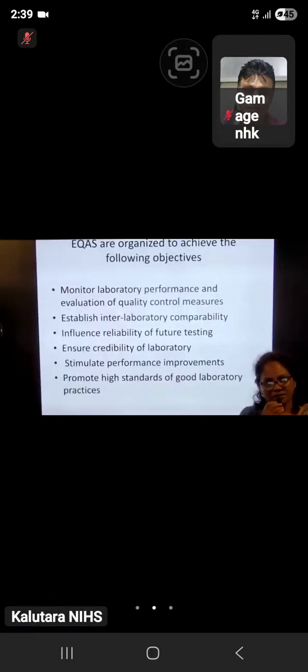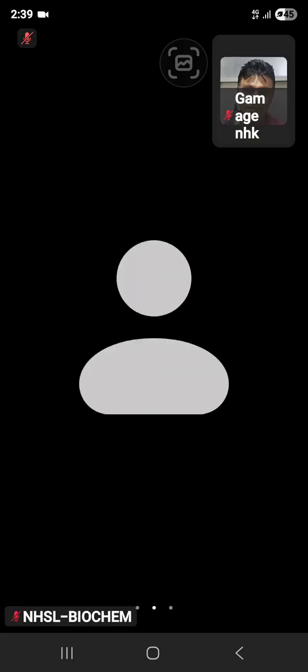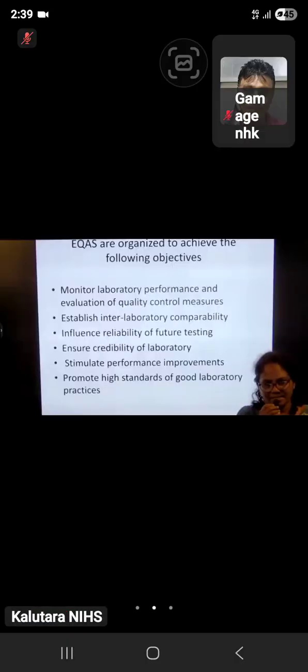EQA are organized to achieve the following objectives. In the definition I told you, objectively assess. Monitor laboratory performance and evaluation of quality control measures. Actually, they evaluate our internal quality control measures. What are the measures we take in the laboratory to ensure accurate and reliable test results? These measures we will check.